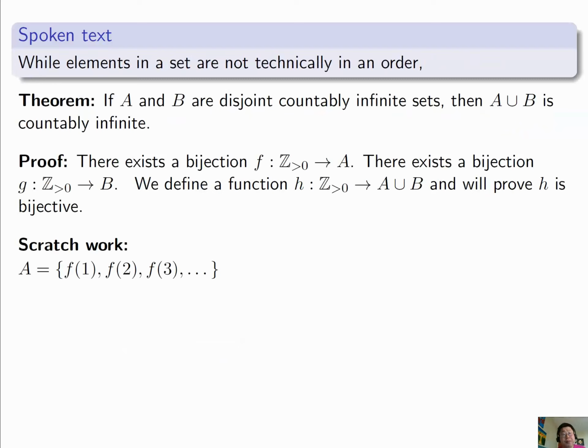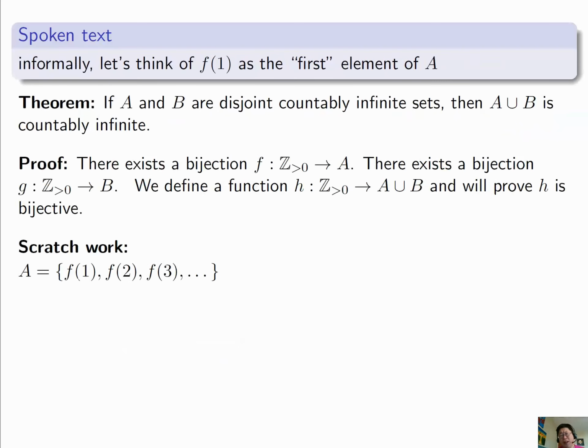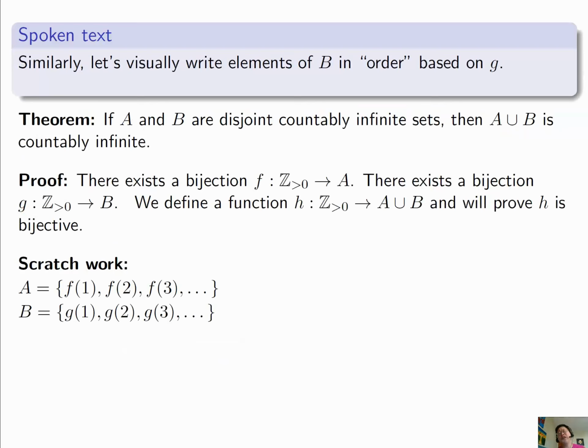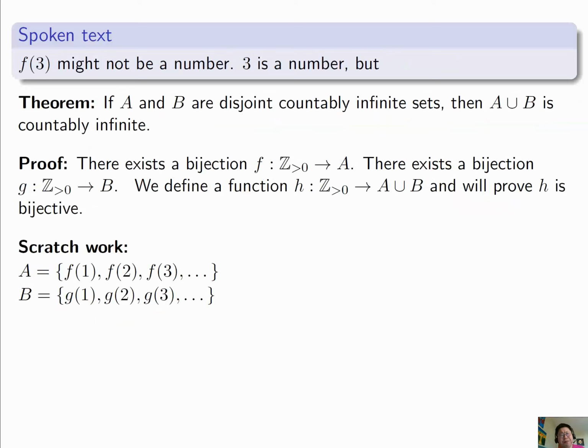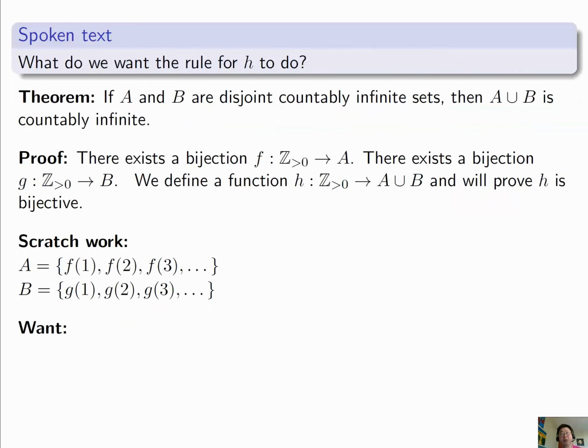the rule for H. While elements in a set are not technically in an order, informally let's think of f of 1 as the first element of A and f of 2 as the second element of A and so on. Similarly, let's visually write elements of B in order based on the function g. f of 3 might not be a number. 3 is a number, but f of 3 might be the third person on a bus. Likewise, g of 2 might be a person in hotel room 2.